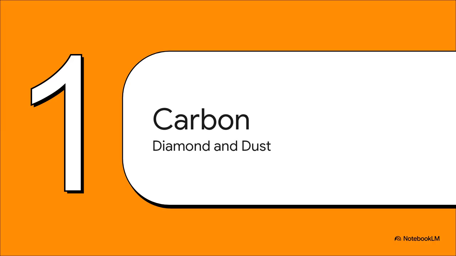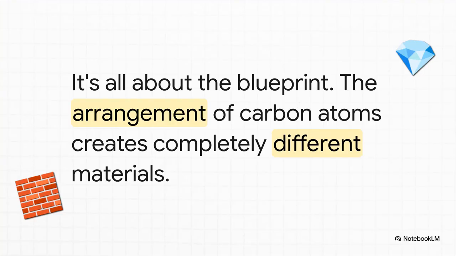I mean, it is the ultimate example of how just tweaking the design at an atomic level can lead to completely different outcomes. Here's the thing you have to remember. It's not what it is, but how it's put together. Think of it like playing with Legos. You can take the exact same set of bricks and build a super strong, solid cube. Or you can build a flat, flimsy wall that falls apart. For carbon, that atomic blueprint is literally everything.